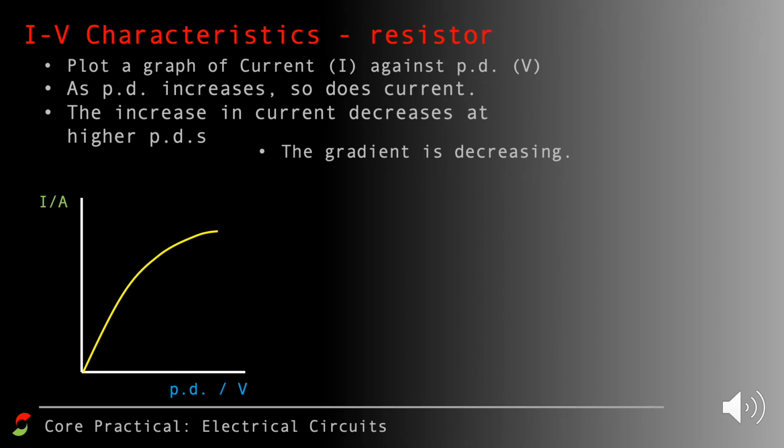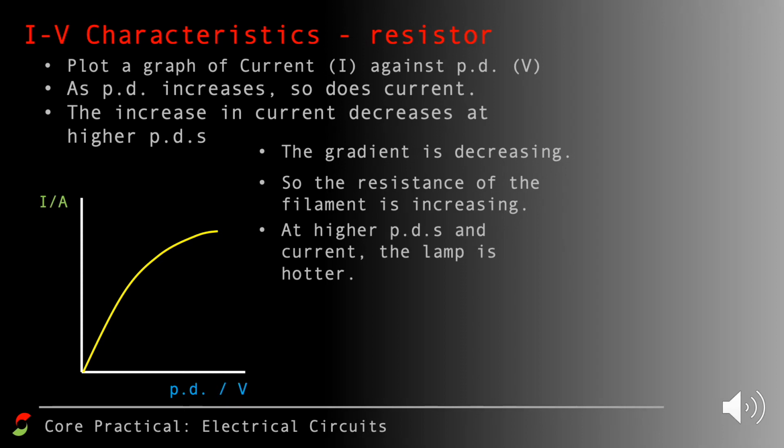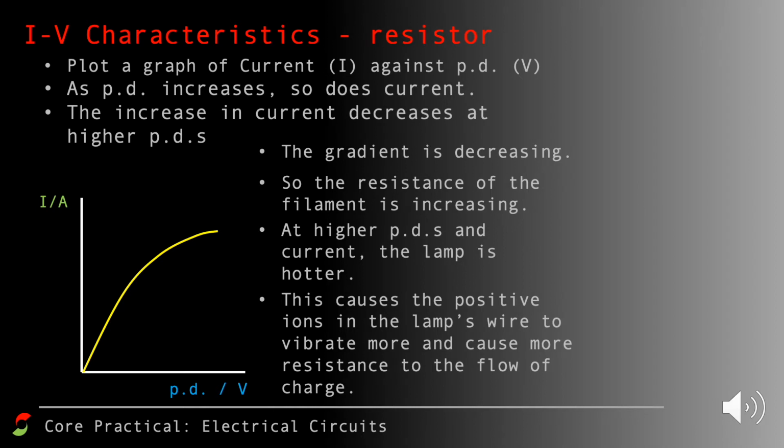So another point to say is that the gradient is decreasing, and because we remember that the gradient is linked to resistance, when the gradient decreases, the resistance is increasing. But we need to know why, and that's because at higher potential differences and currents, the lamp is hotter, there's more energy going to it, so it gets hotter, and this causes the positive ions in the lamp's wire to vibrate more, which causes more resistance to the flow of charge. So that explains why it curves the way it does, because the resistance is increasing.